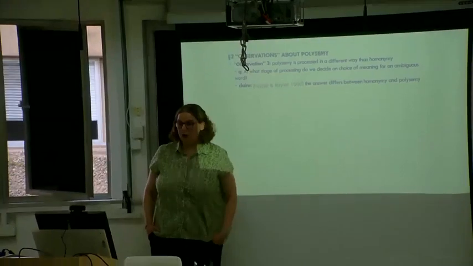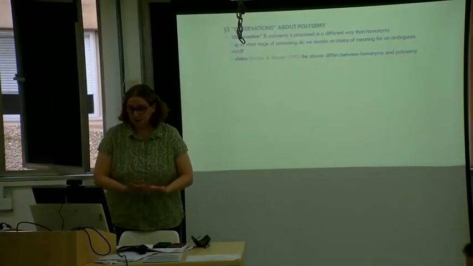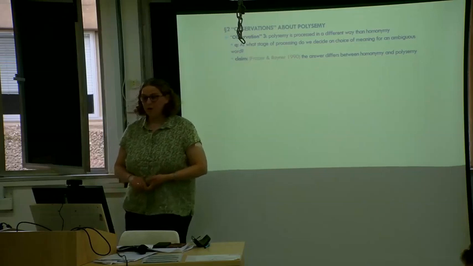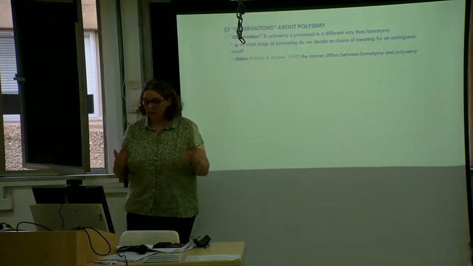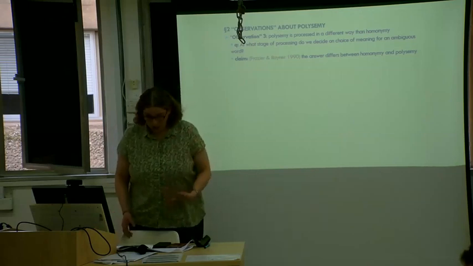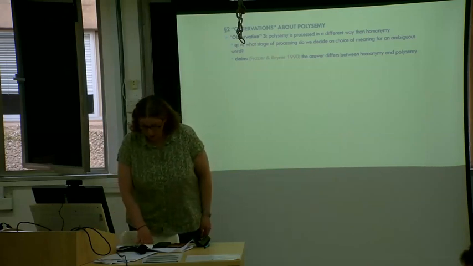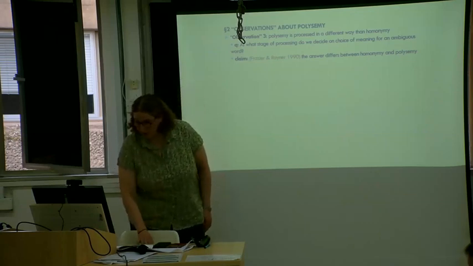I particularly want to talk about one of the seminal papers in this literature, this classic paper from Frazier and Rayner, where they claim we get a different answer for homonymy and polysemy. They tried to show this using an experiment. Their experimental setup is actually quite interesting. Let me try to explain it.